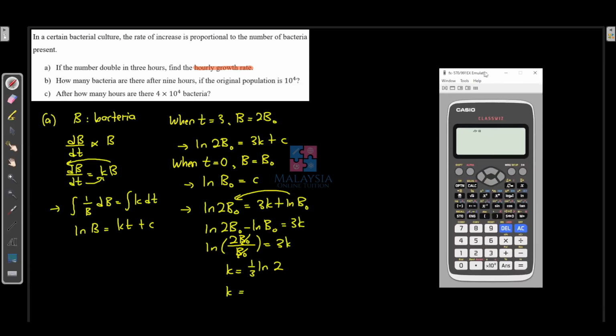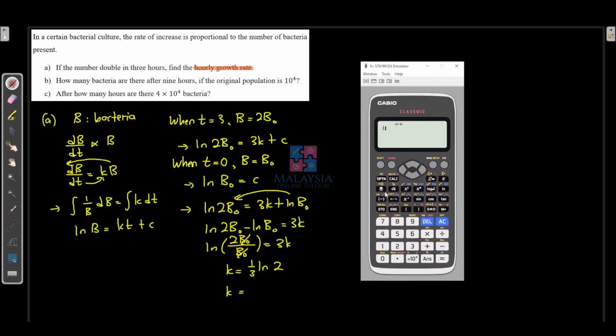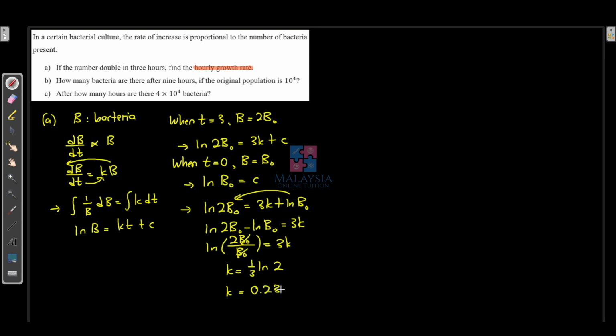Forgot to open the calculator. So 1 over 3 ln 2. That is 0.231. Okay, so this is the hourly growth rate, 0.231, because they said find, if the number doubles in 3 hours, the hourly growth rate. This is the one: K equals 0.231. So that's all for question number 2, part A.